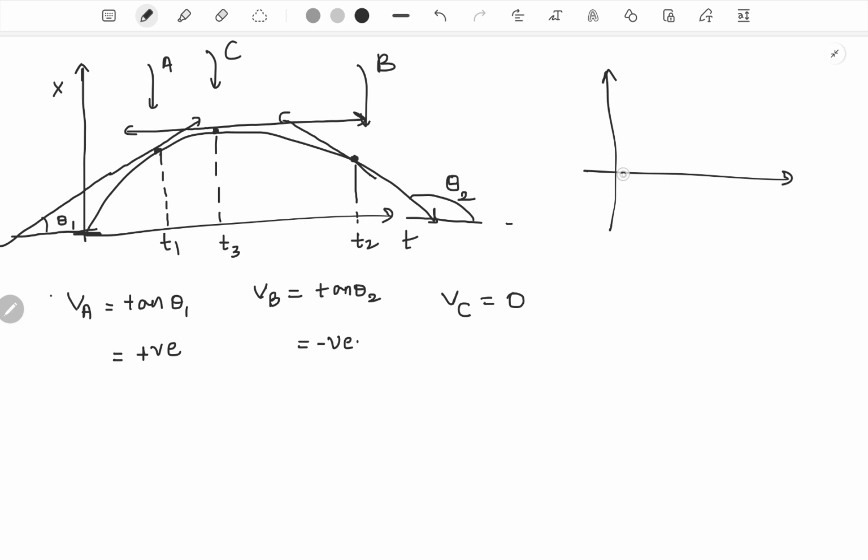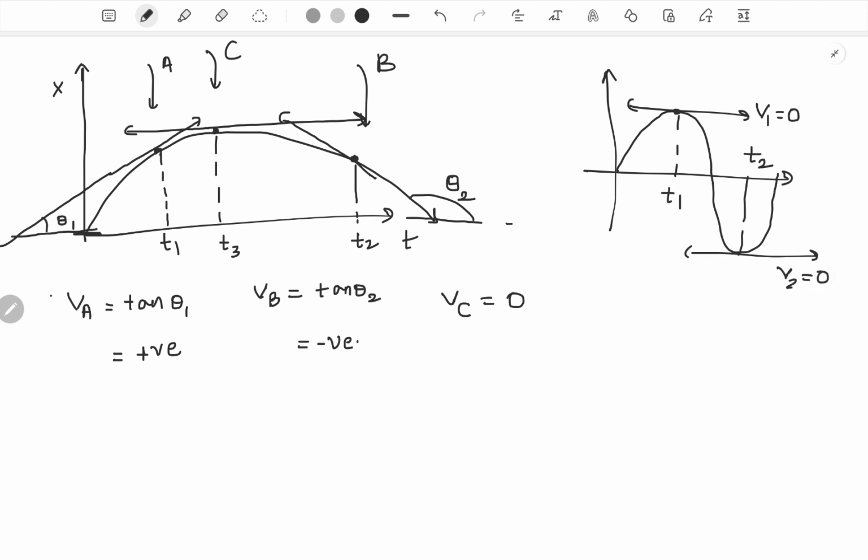Let's take another graph, some random graph. I'm not saying that it's a sine graph, it's just some random graph. Now if you look at two points, corresponding to t1 and t2. At t1, it's a maxima, so the slope would be 0, and at t2 it's a minima, and here also the slope is equal to 0.